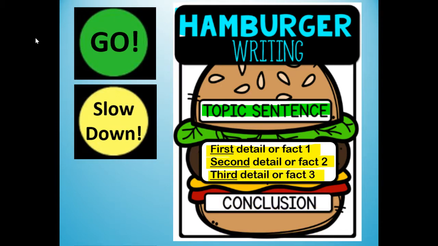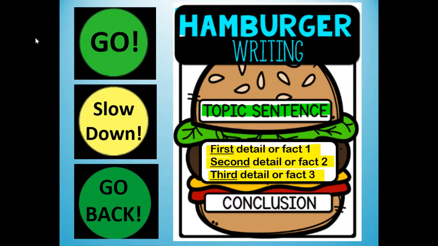And then you're going to slow down a third time and write your third detail or fact three sentence that supports your topic or main idea. And then we're going to go back. Green means go back, and I'm going to give you your conclusion, which is related to our topic sentence. So this is like a hamburger. That's why we call it hamburger writing.